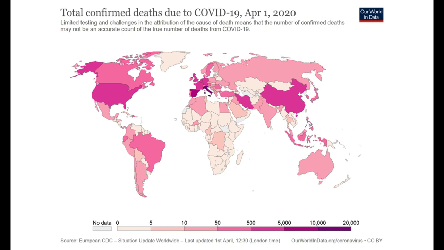So here we have the map of the world again, and you can see what areas of the world are really suffering pretty much from this coronavirus. It's not something a lot of people are like, oh, it's a hoax or it's not really happening. Well, these are the numbers, and it really is happening, and it really deserves our attention and our care.